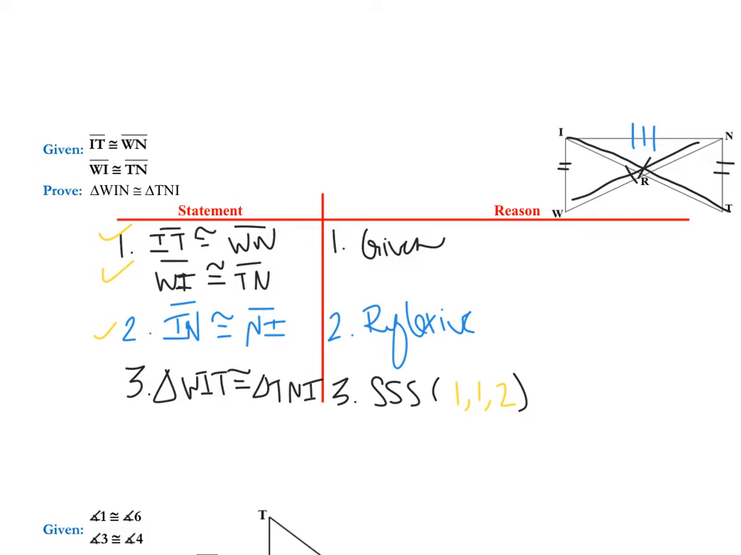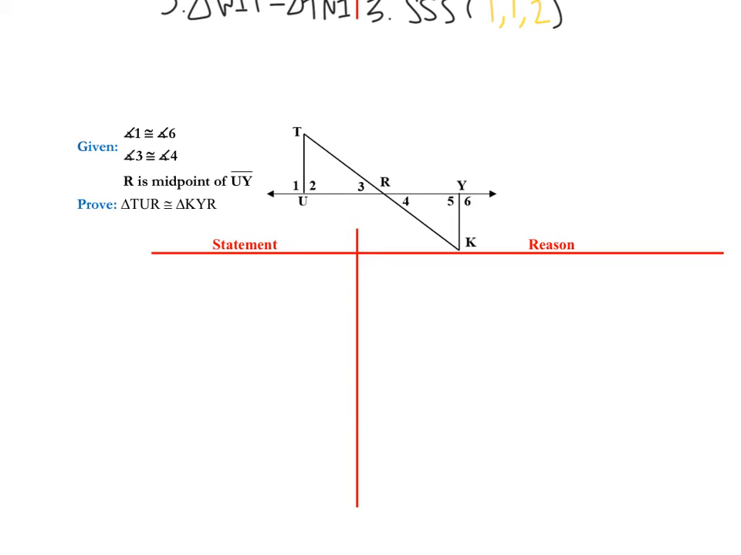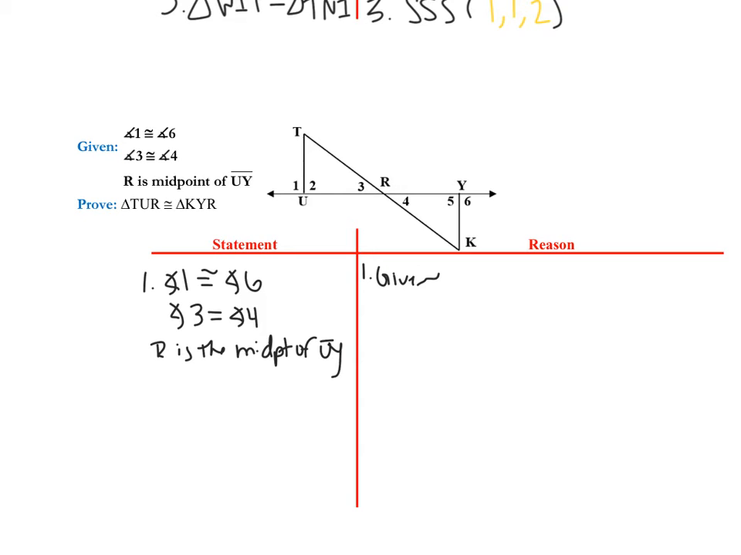We have just 2 left, but these are a little heftier in the sense that there's more to them than just the couple steps that we've been doing. So first, let's go ahead and write down what we know, and then always mark them as well. So we know angle 1 is congruent to angle 6, and we know that angle 3 is congruent to angle 4. Vertical angles are congruent.